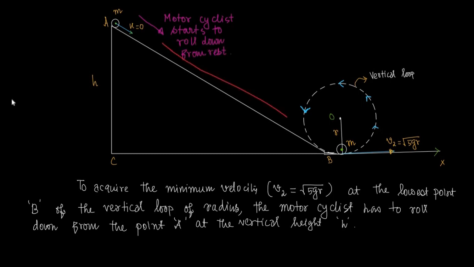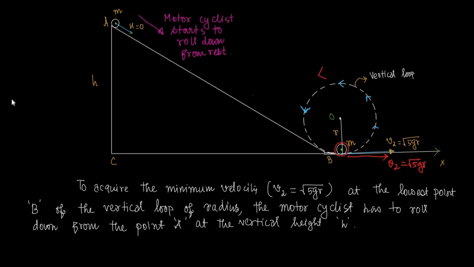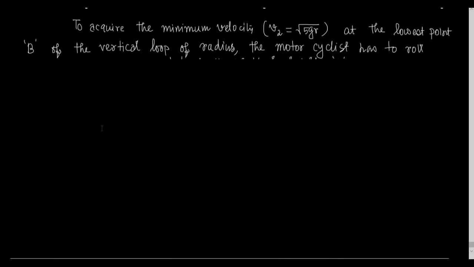Now the motorcyclist starts to roll down the inclined plane from rest, and it reaches the lowest point B of the vertical loop. It has the tangential velocity at the lowest point B as v2 equal to root over 5gr, and the motorcyclist will be able to move along the vertical loop.